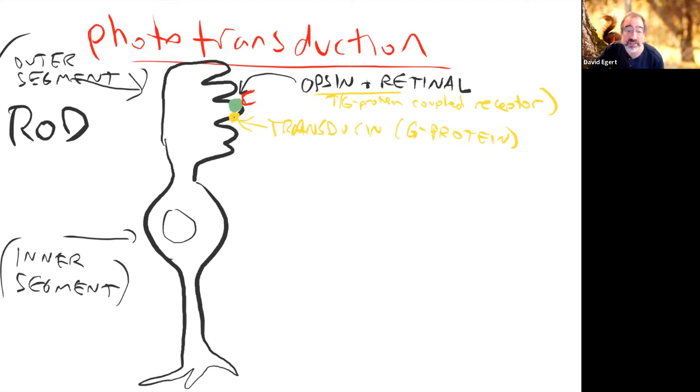But as we'll see, every receptor we've seen so far got triggered by a ligand binding to it. This thing is going to get triggered by light hitting this complex, hitting the retinal opsin complex. So that's what you need to know on the outer segment. And again, we're going to look at both of these pieces in much more detail in a few moments.